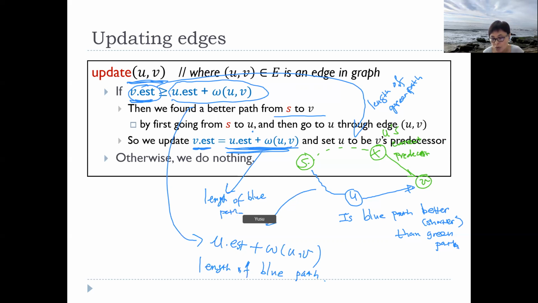And we also set U to be V's predecessor. Okay, if not, then we didn't find a new one, so we do nothing. Okay, that's it. Okay, questions?